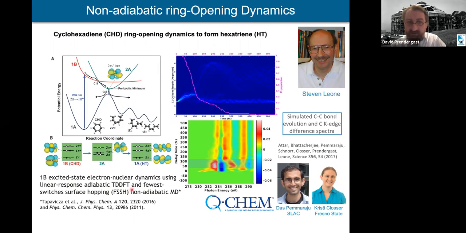And the way we did this calculation was a combination of time-dependent density functional theory and what's called fewest switches surface hopping, which is a technique that allows you to jump between these different potential energy surfaces based on a guided random sampling that says how likely it might be that the electron might jump around once it's excited.